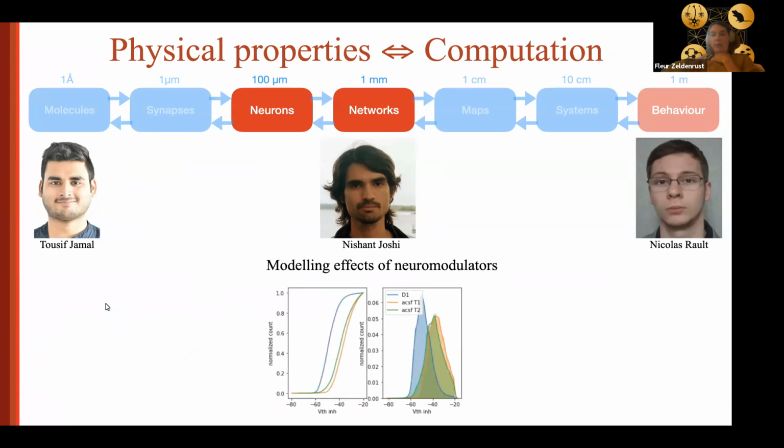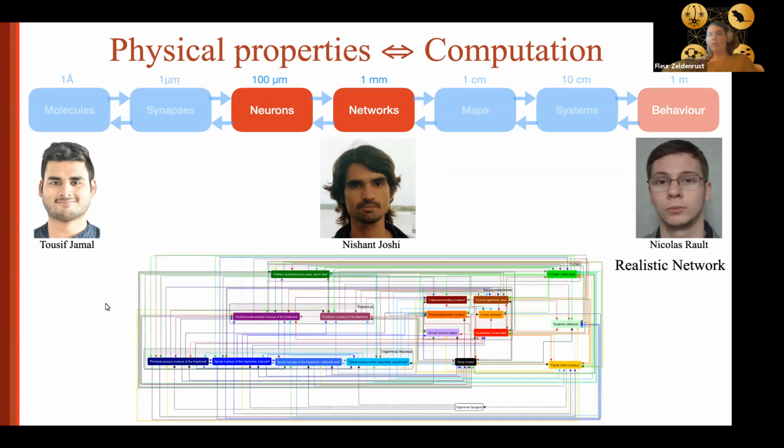Nishant is really trying to fit models of the things that I just showed you, of the single cells. Can we understand what is happening in these cells that makes them fire with a lower threshold, transfer more information and so on? Can we really understand what's going on in these cells?